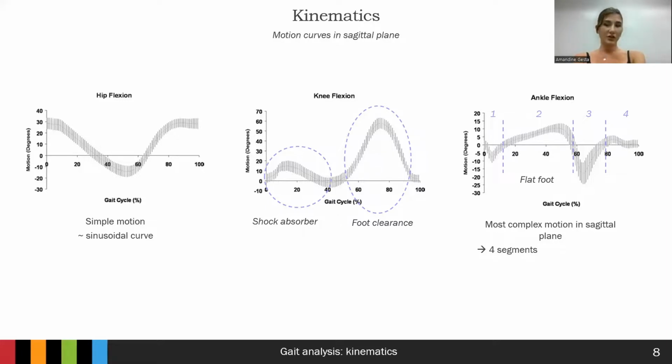Regarding the ankle joint, it's the most complex motion in sagittal plane because you cannot identify this motion as a sinusoid curve, and it's a bit complex. You have 4 segments. The first one with a really small plantarflexion. Then you have the dorsiflexion with just the flat foot, which is succeeded by a plantar flexion, and then a dorsiflexion.